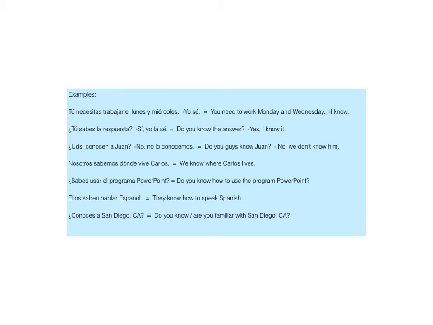Okay. Sabes usar, do you know how to use? Notice how the word how, we use the word how in English, but in Spanish we don't. We just say sabes followed by another verb. So sabes usar, do you know how to use? Another example might be, "¿Sabes manejar un carro?" Do you know how to drive a car? Okay. Let's see, the next one. "Ellos saben hablar español." So they know how to speak Spanish. Again, another example there with knowing how to do something.